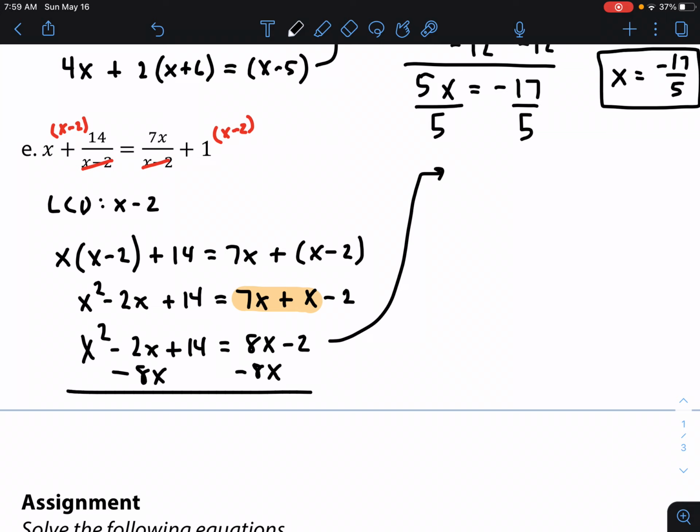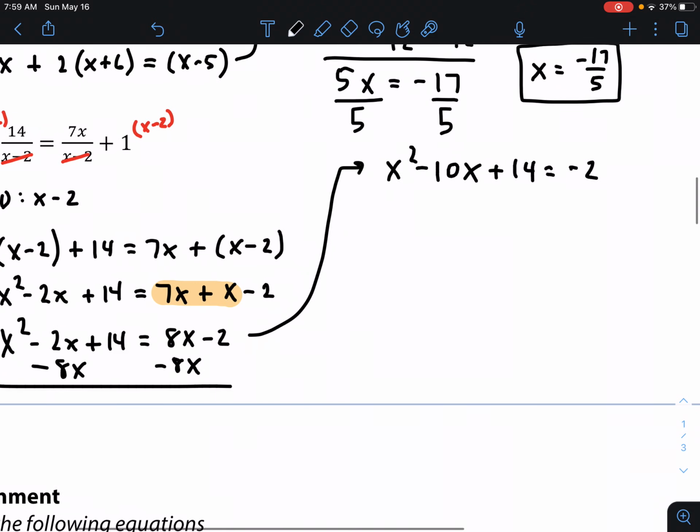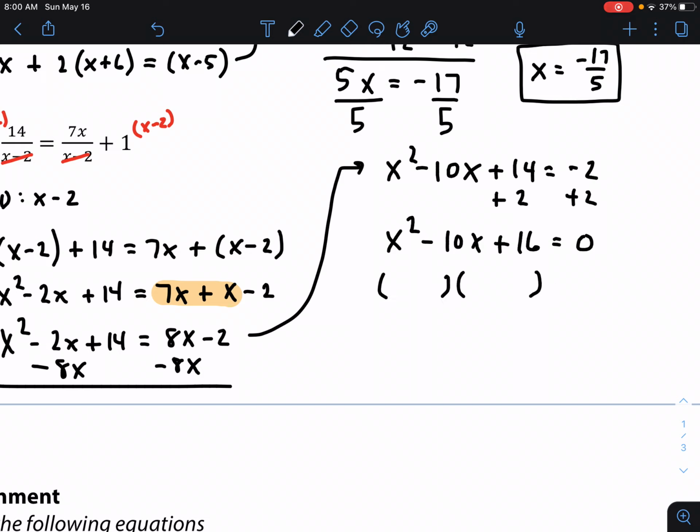Okay, so when we subtract 8x from both sides, we end up with x squared minus 10x plus 14 equals negative 2. Okay, and then we're going to add 2 to both sides. So we have x squared minus 10x plus 16 equals 0. And then we know we're going to make binomials. And in this case, it's going to be x minus 8 and x minus 2. So we have x equals positive 8 or positive 2.